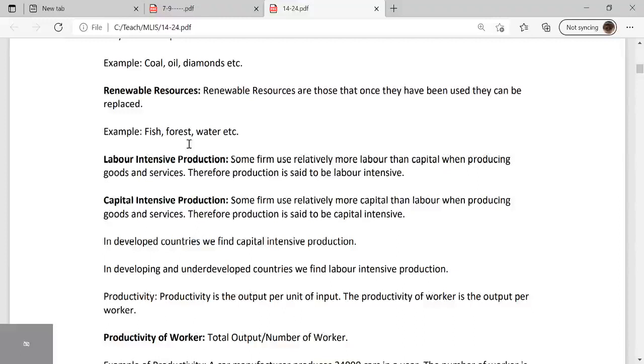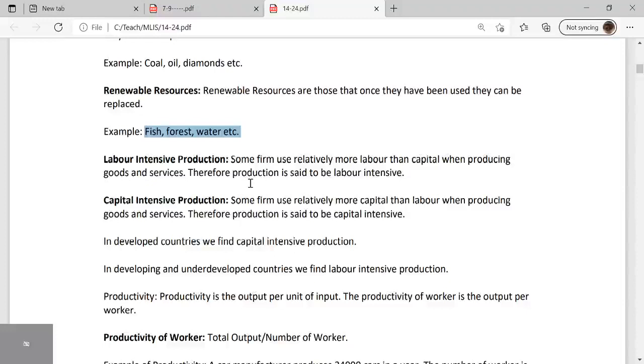But we have to be careful. There's something called sustainability. If we overuse them, then it might be trouble. They may not remain renewable if we don't use them sustainably. If we overuse them, then these resources may run out.